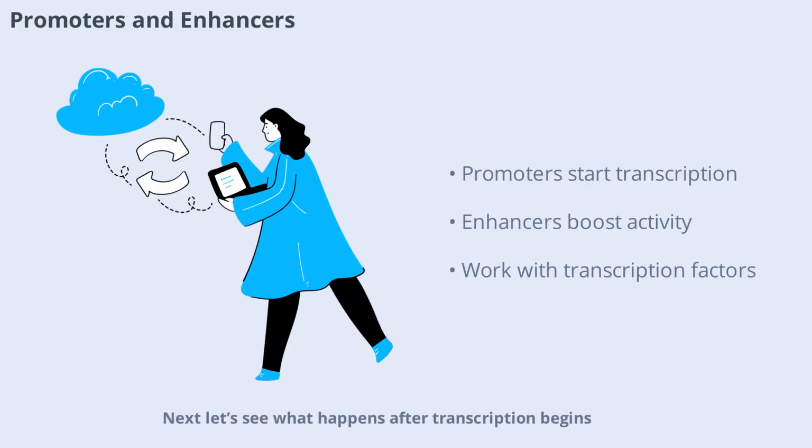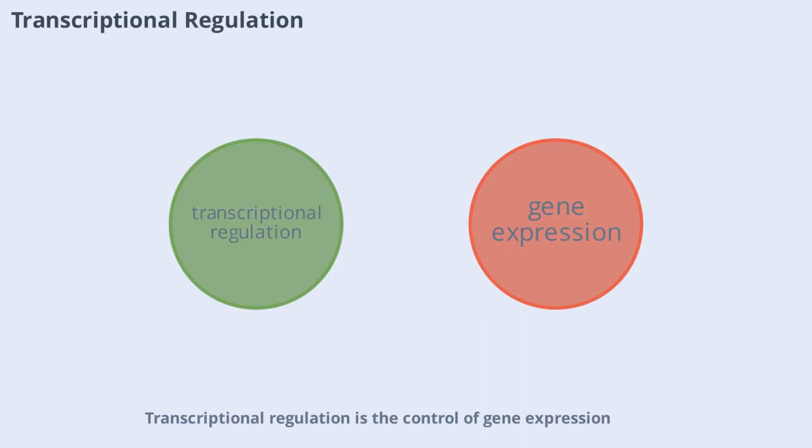Next, let's see what happens after transcription begins. Transcriptional regulation is the control of gene expression at the stage where DNA is copied into RNA. Cells use a variety of proteins and signals to start, stop, or adjust the rate of transcription. This is often the most important control point for gene expression.